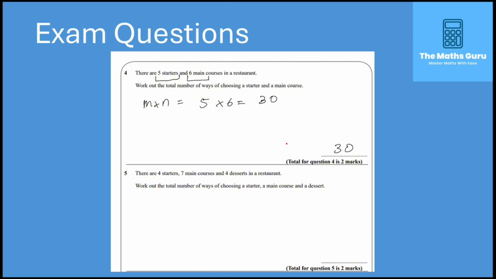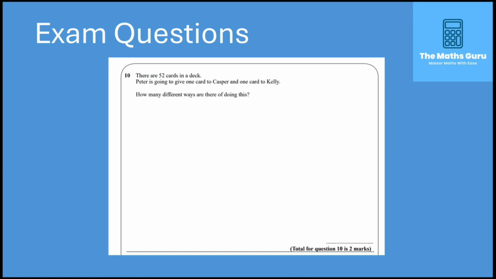We're now told there are 4 starters, 7 main courses, and 4 desserts in a restaurant. Work out the total number of ways of choosing a starter, a main course, and a dessert. So we have our M event, our N event, and now we have our O event. We just do M times by N times by O. So we get 4 times by 7 times by 4, which is going to be 112. So there is 112 different ways of choosing your 3-course meal at this specific restaurant.